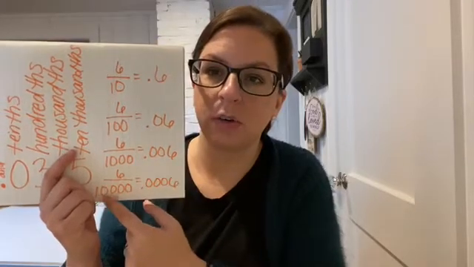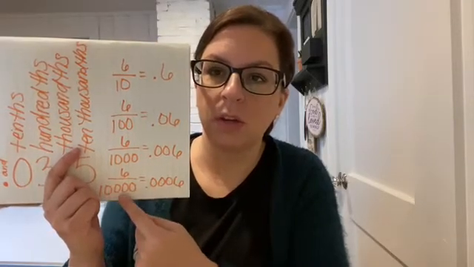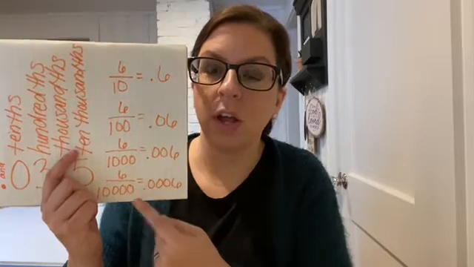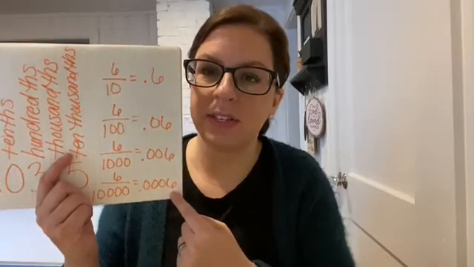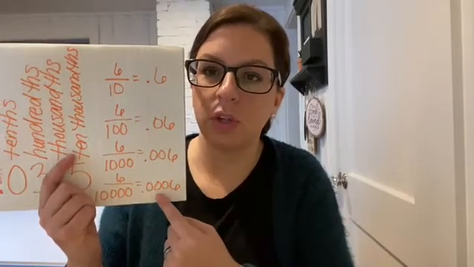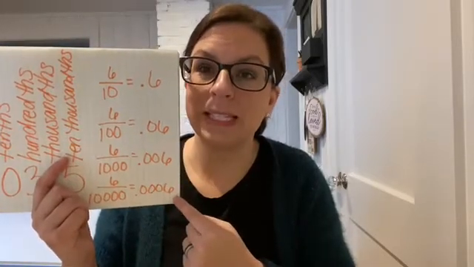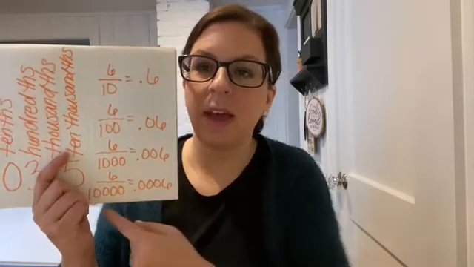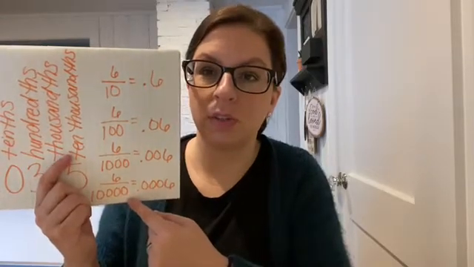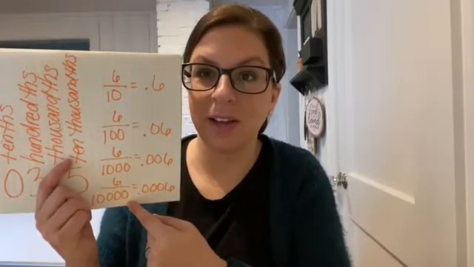Look at how many zeros there are in this: 1, 2, 3, 4. Look how many places there are in the decimal: 1, 2, 3, 4. So there's going to be the same number of places in the decimal as there are zeros in the fraction. Okay?